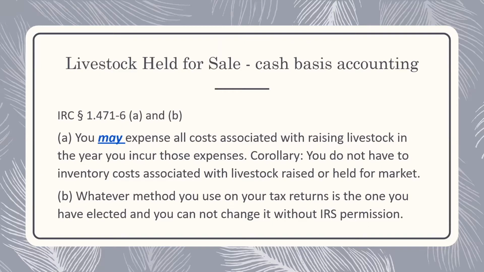All right, so a quick review of livestock held for sale. So this is cash basis accounting. You may expense all the costs associated with raising livestock in the year you incur those expenses. Now, we know that livestock is likely to stay around in your business for more than a year. The normal rule is if it's there more than a year, you've got to follow special rules and you can't expense it. But in the case of livestock, you may, it's optional, expense everything. Okay. You may choose not to, right?